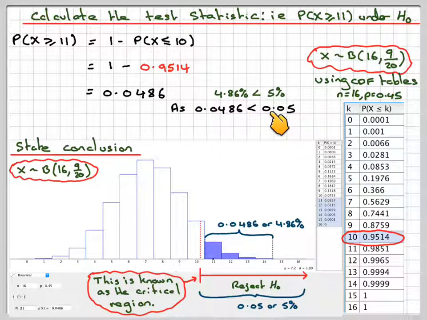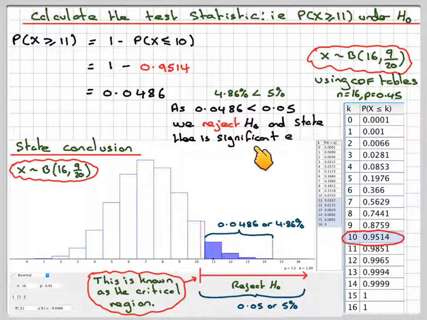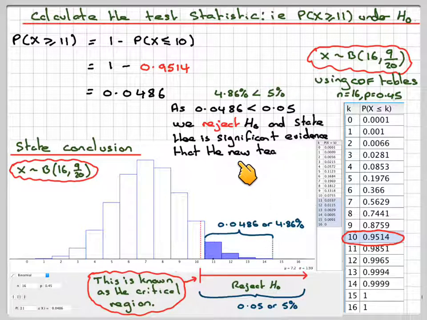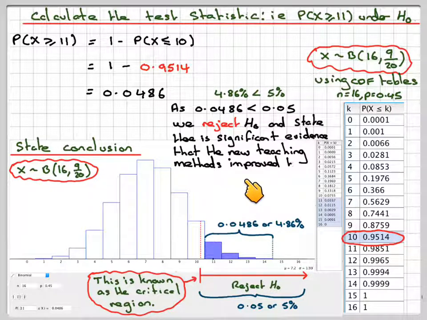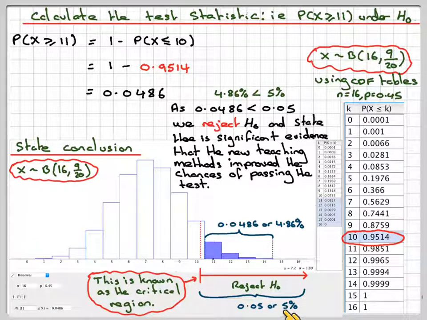So therefore, what we say is, as 0.0486 is less than 0.05, now these are known as p-values, or 4.86% is less than 5%, we reject H0 because this lies in the critical region, and say there is significant evidence that the new teaching methods improved the chances of passing the test. Now normally we test at 5% unless otherwise stated in the question. So perhaps we could add to that, at the 5% level.